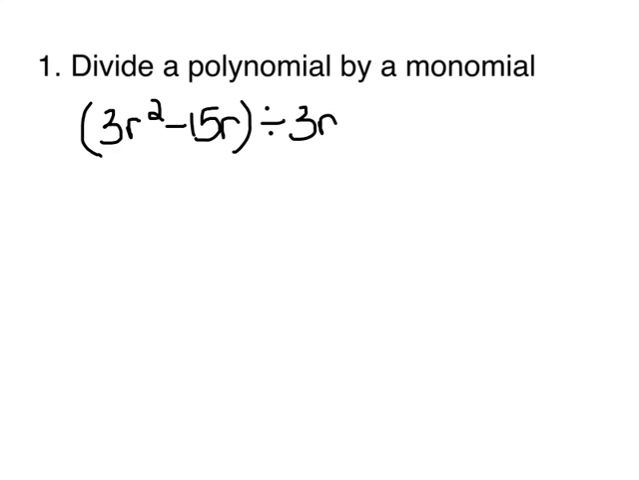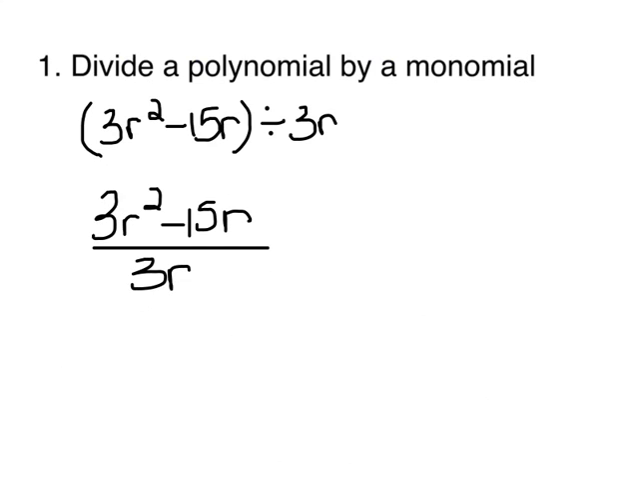In example 1, we'll be dividing 3r squared minus 15r by 3r. So when we take a polynomial and divide it by a monomial, we can set this up as a fraction. Remember that when there's an expression on the top, instead of dividing the entire expression by 3r, we can divide each term by 3r, like so. Now we can reduce each one of our fractions. So 3r squared divided by 3r.